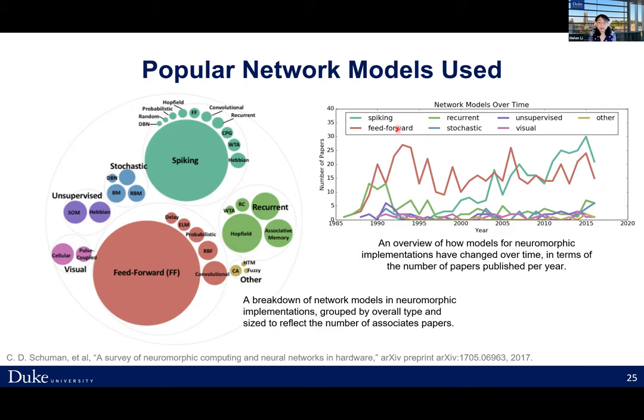I haven't mentioned this figure. This figure actually shows the trend of the most frequently used models in neuromorphic implementation over time. So for example, as you can see, spiking neural networks have been explored more in recent years. Feedforward has always been studied for its simplicity.